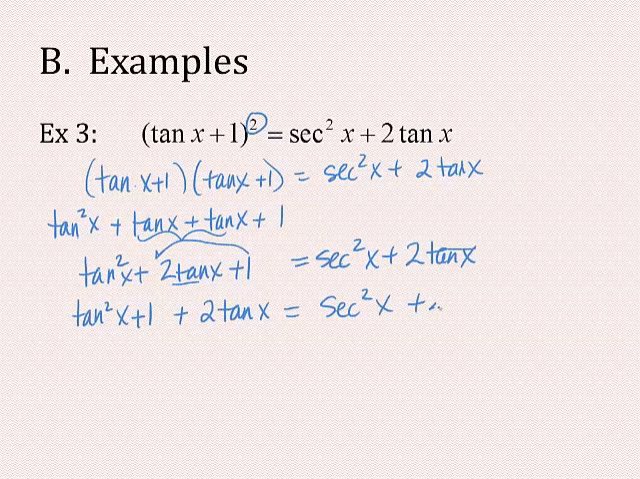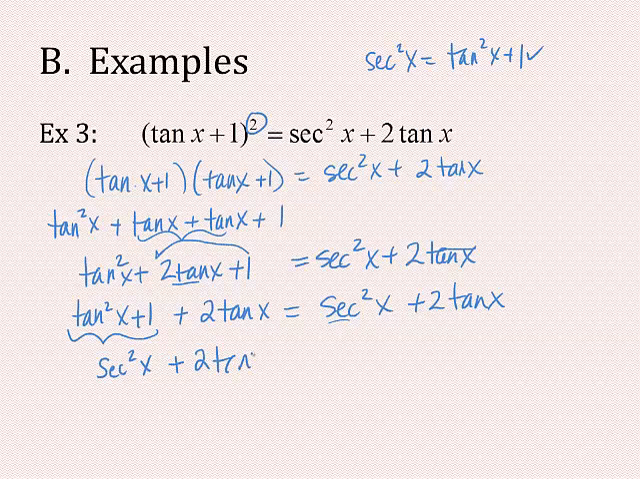Now, the reason I would do that is because if you look on your card, you will see tangent squared x plus 1 you can replace with something, okay? And what are we looking for to replace on the right? Well, we're looking to see if it can be replaced with secant squared. And you should find that identity, yes indeed. Secant squared of x is tangent squared of x plus 1. That is right off your card. So I can replace it, plus 2 tangent x equals the secant squared of x plus 2 tangent x.